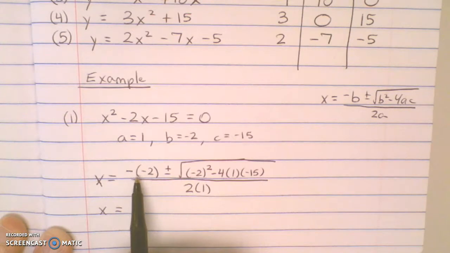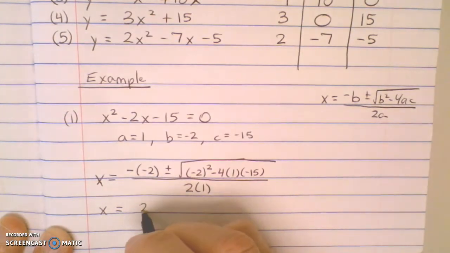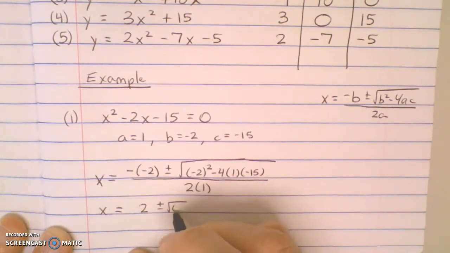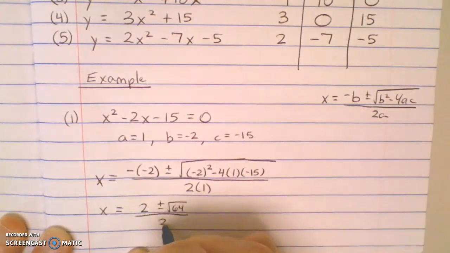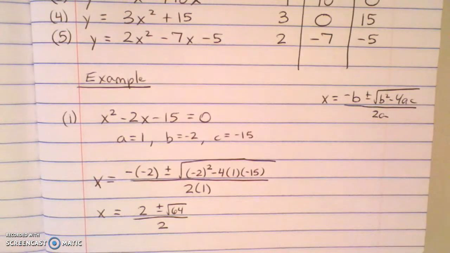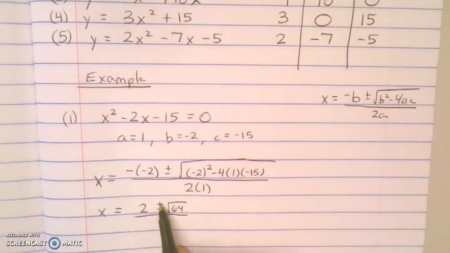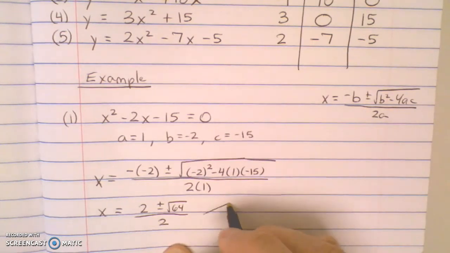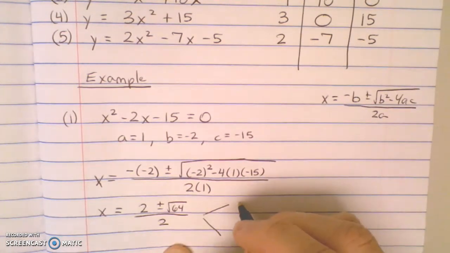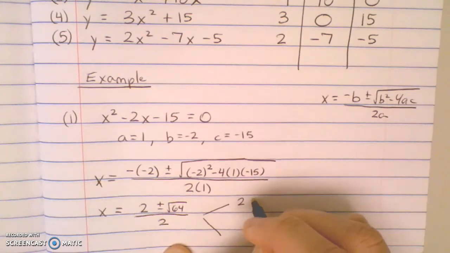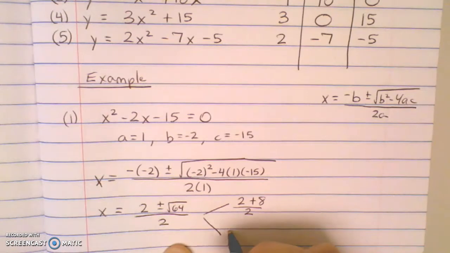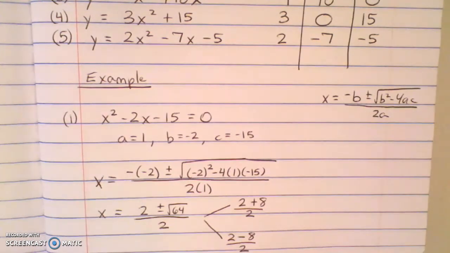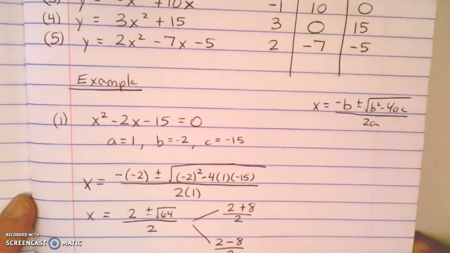I'm also going to take care of this part because a negative negative is a positive. So 2 plus or minus the square root of 64 over 2. And now here, it's a lot easier. I'm going to branch it off into two separate problems because there's a plus or minus. Remember when we did graphing, there were two answers? Here's where it's coming from. So 2 plus the square root of 64 is 8 over 2, or 2 minus the square root of 64, again 8, over 2. So I've got two problems there.